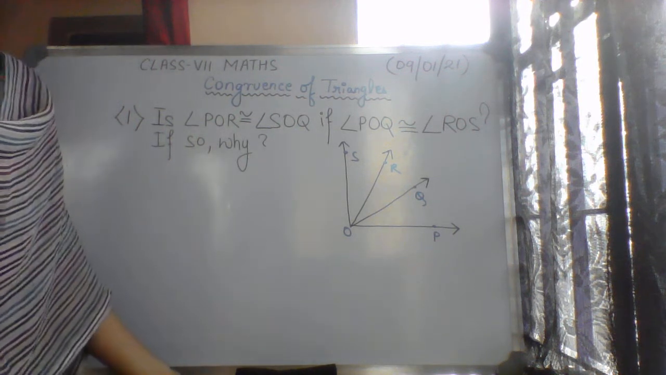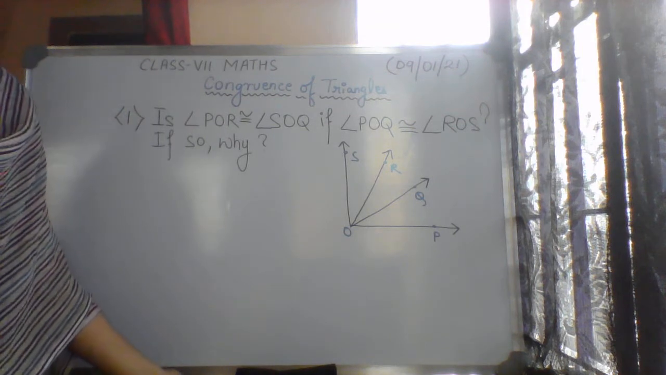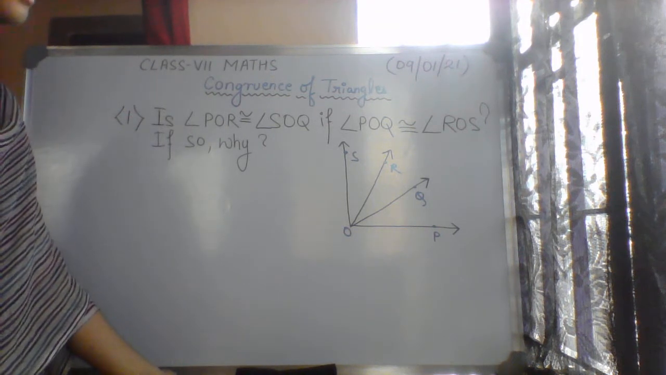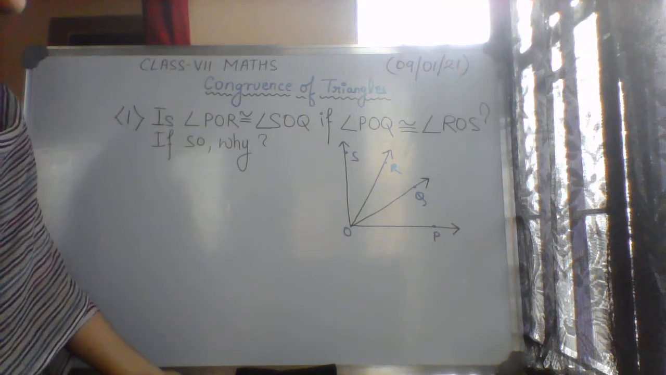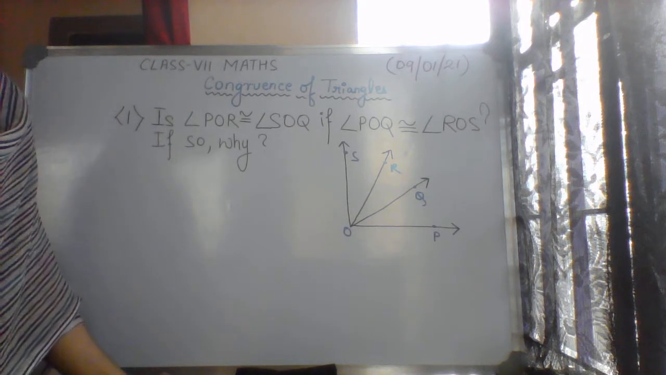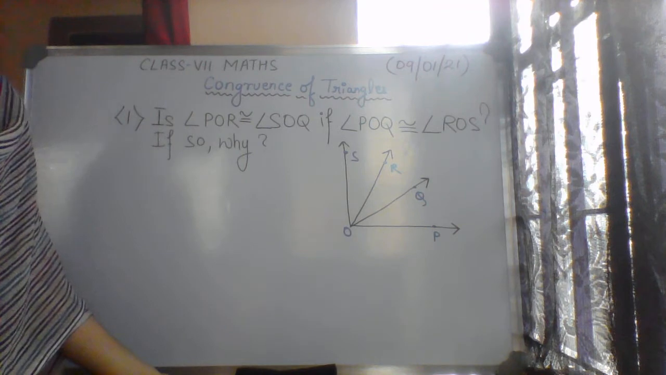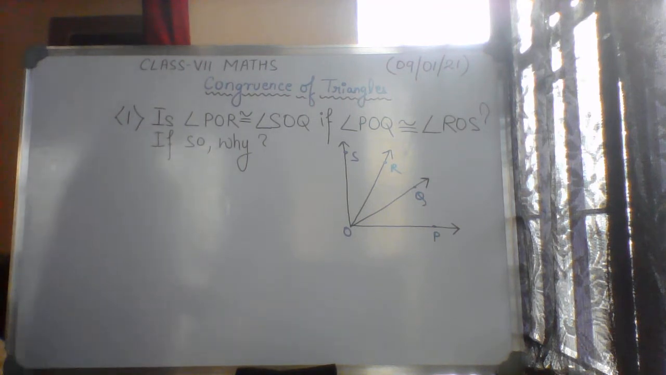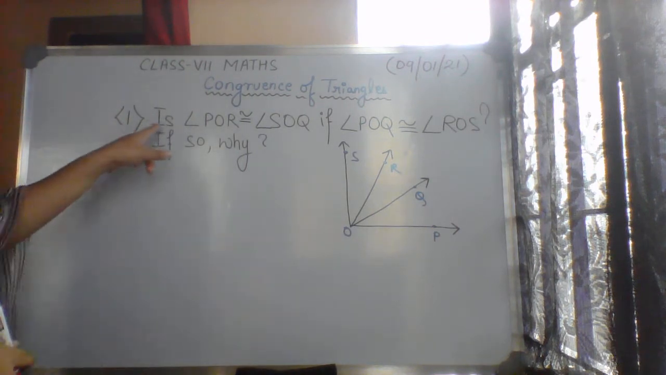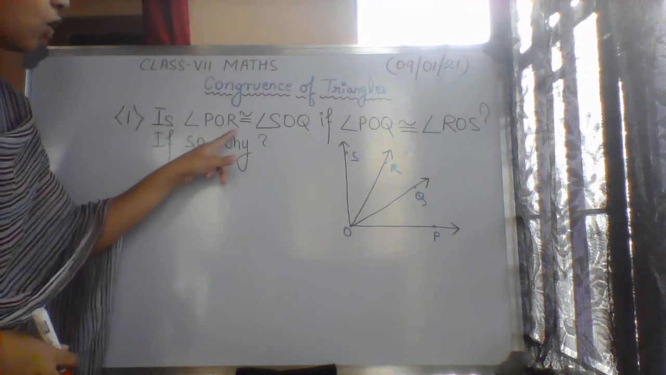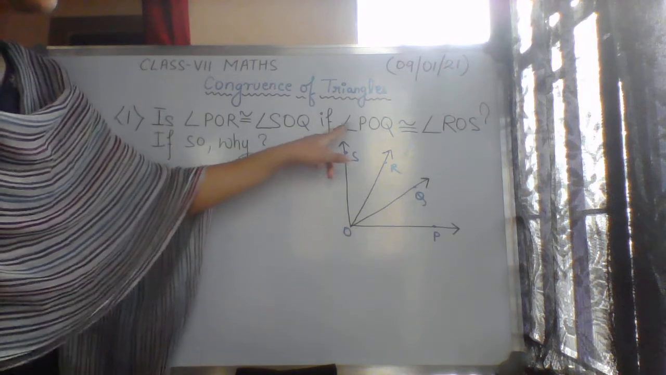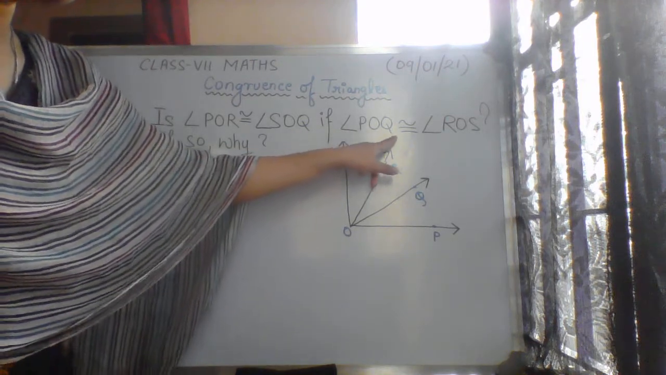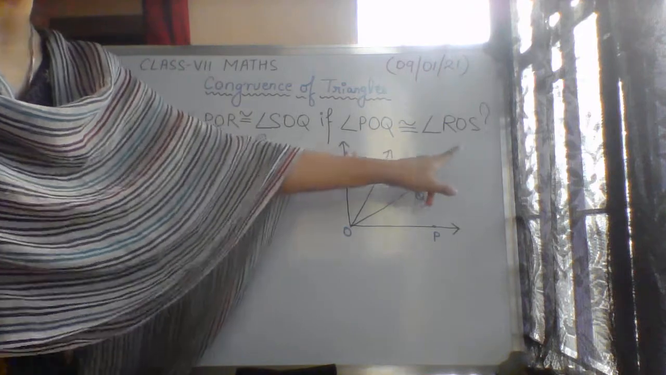So today we are going to solve a few extra questions on chapter number 7, that is congruency of triangles. You are doing chapter number 10, that will be continued, but today we will do some extra questions from chapter number 7. You can take it as a revision. Okay, so the first question is: angle POR is congruent to angle SOQ if angle POQ is congruent to angle ROS.